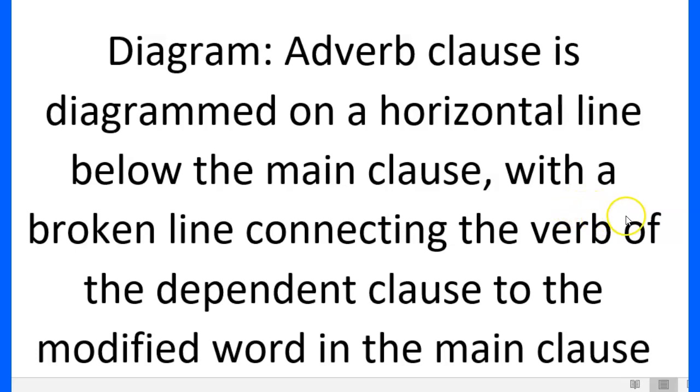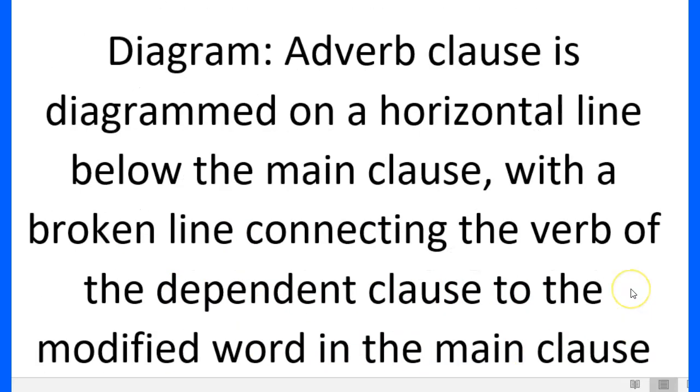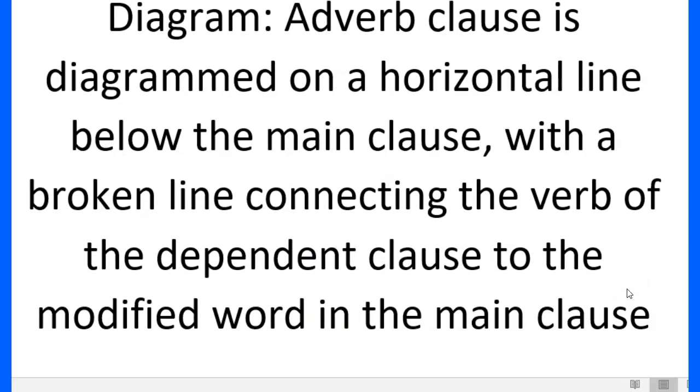And so I just pointed this out. An adverb clause is diagrammed on a horizontal line, so that means it's a straight line. It's going to come underneath the main clause. It's going to have a broken line that connects the verb of the dependent clause to the modified word in the main clause. And I do have a few examples coming up. So be really careful. Dotted line is what is going to run between the two.